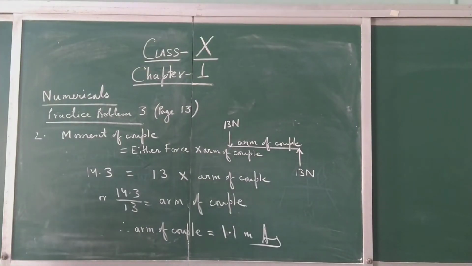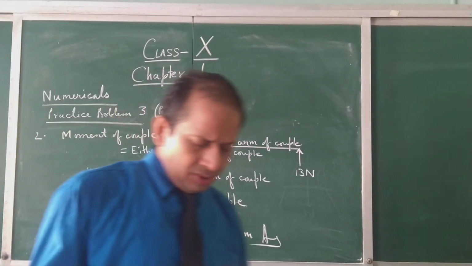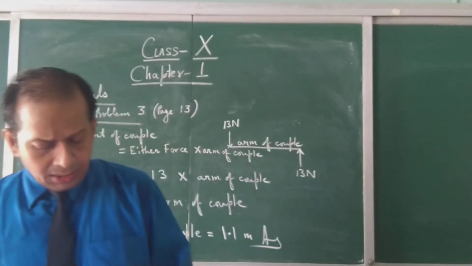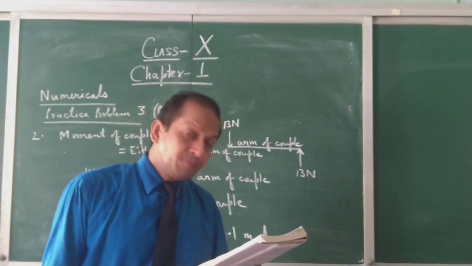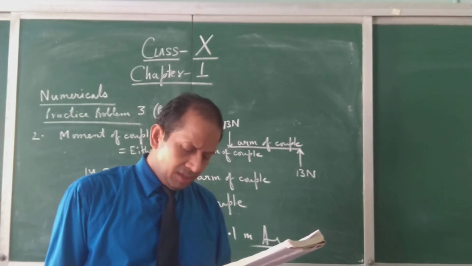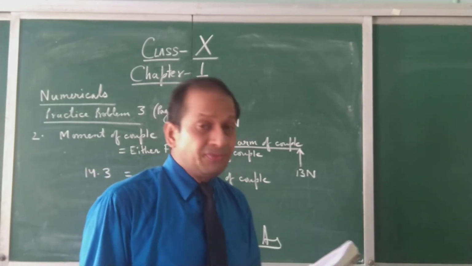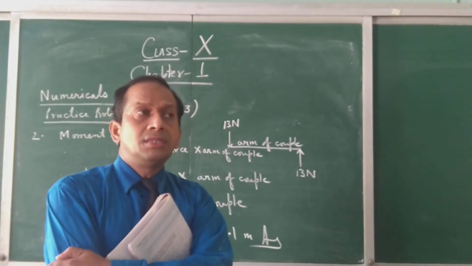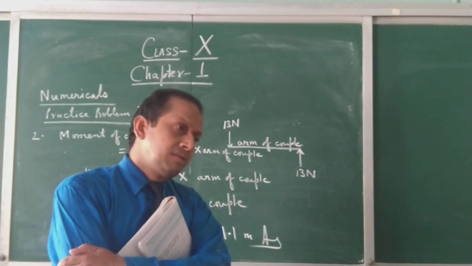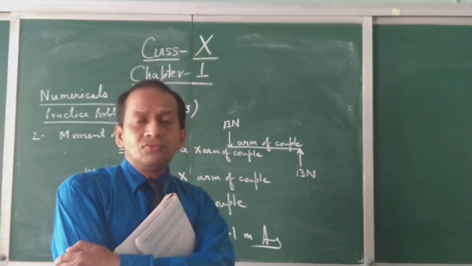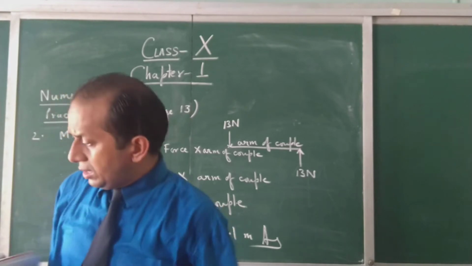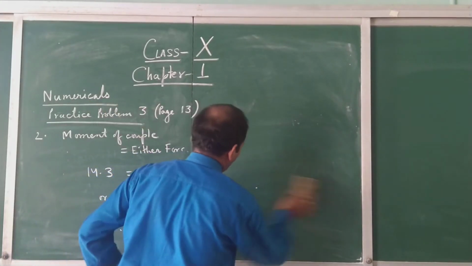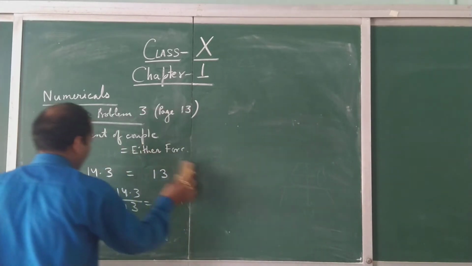Now children, the question which has impressed me, and this is an important one also, practice problem 6. In my book it is given on page number 15. It is on the uniform meter scale. I am doing it for you with a diagram, so that you will understand it in a better way.